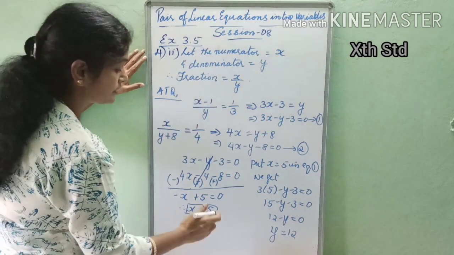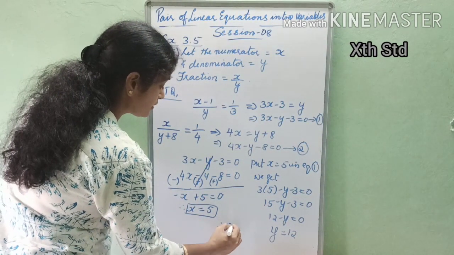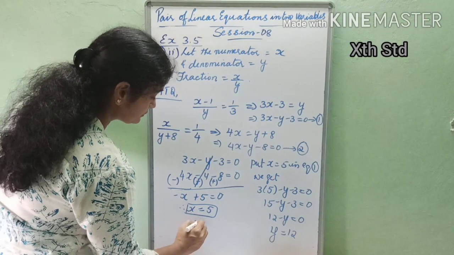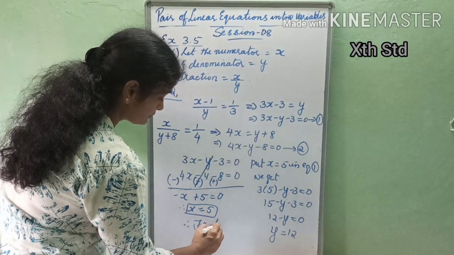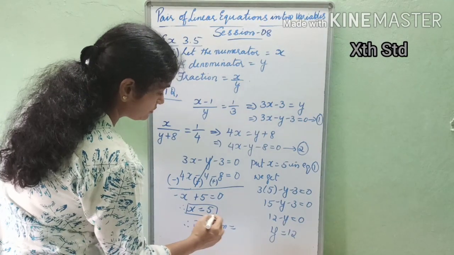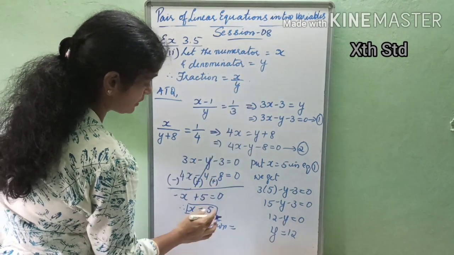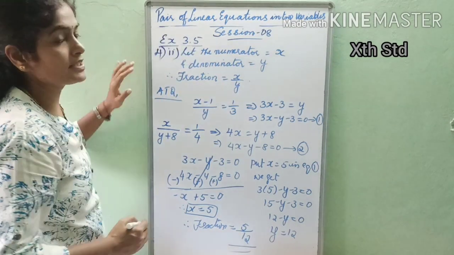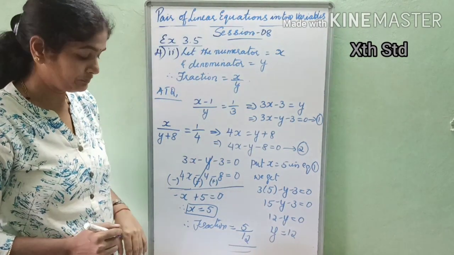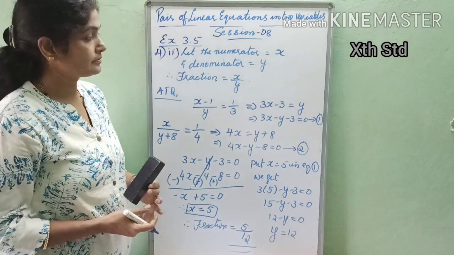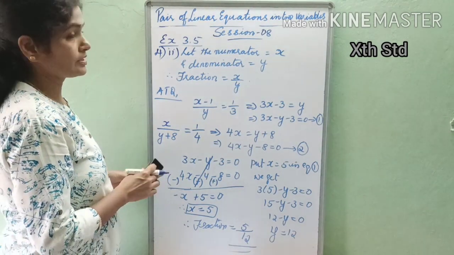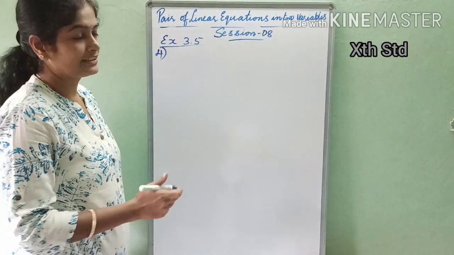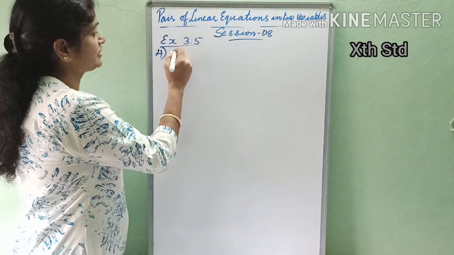Now what is a fraction? Therefore, fraction is equal to numerator over denominator. Numerator is 5, denominator is 12. So the fraction is 5 by 12. Next question now. Now let's see the third bit of it.